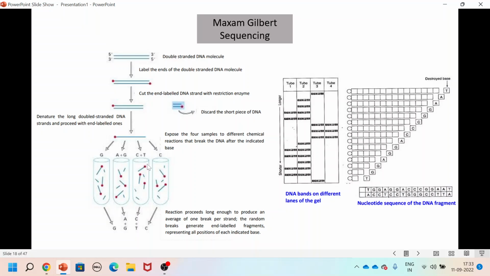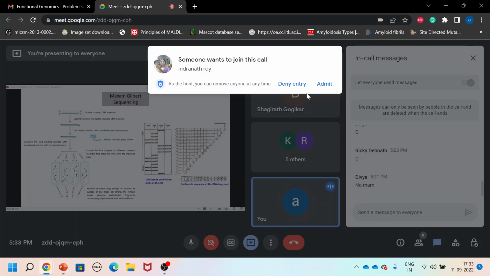So how will we say whether it is a C or a T? We will look at whether there is a band in the lane of tube 4 also or not. Since tube 4 does not have any band in this position, we can say that it is the T which has got cleaved here. Similarly, it will move forward. So we will see that we have obtained the band in both the lanes, which is tube 1 and tube 2. So in tube 1, G was present, but in tube 2, A and, sorry, okay.